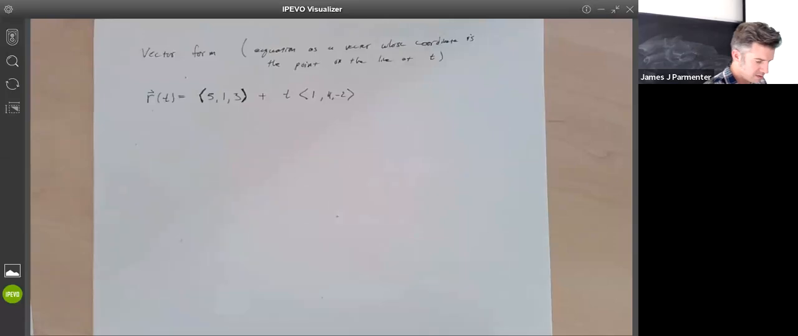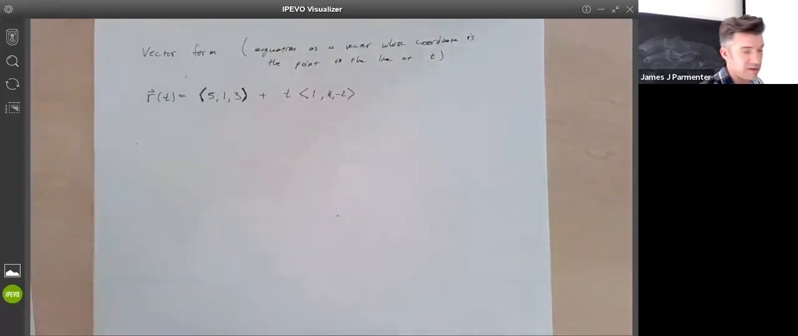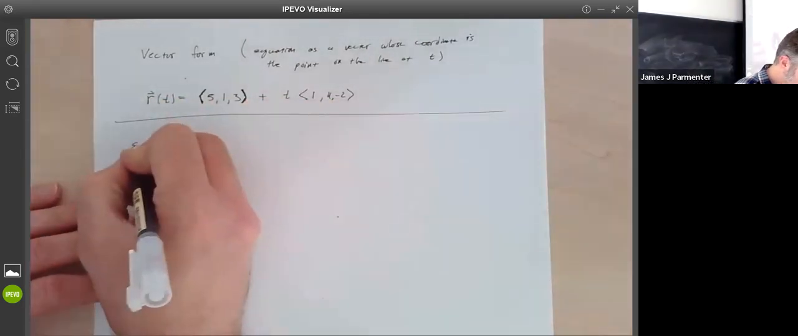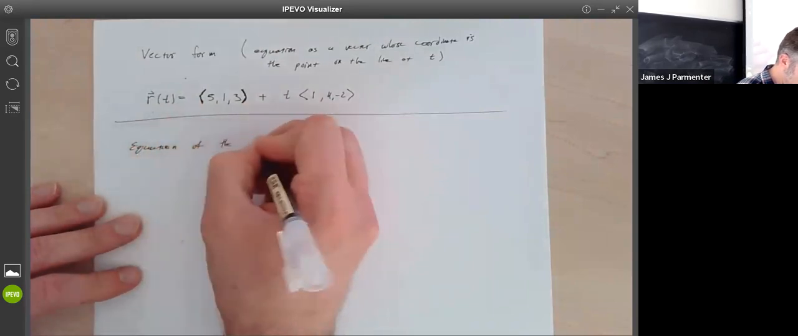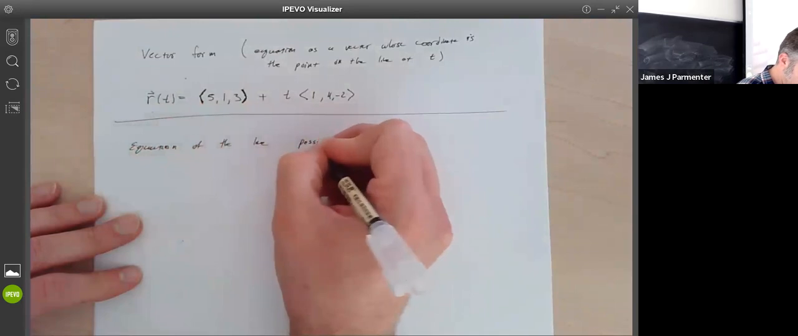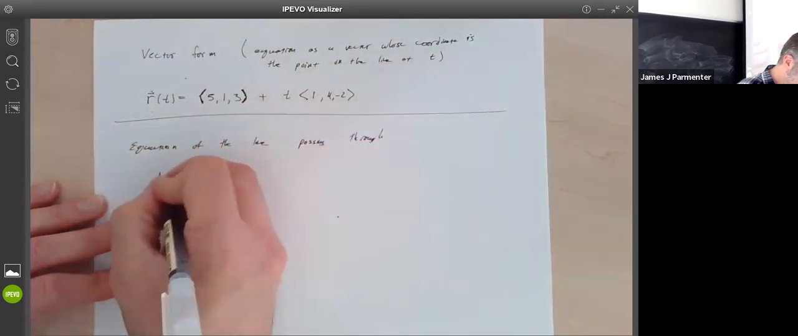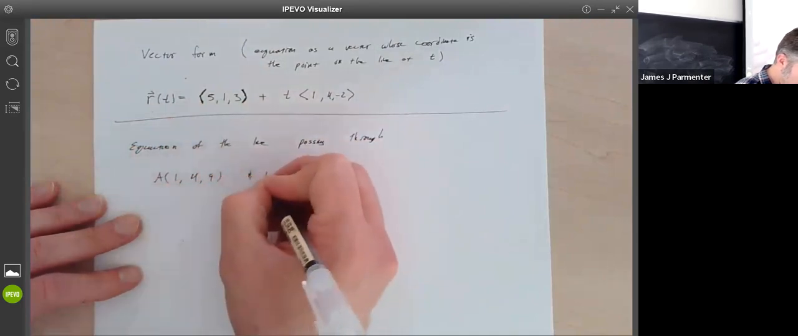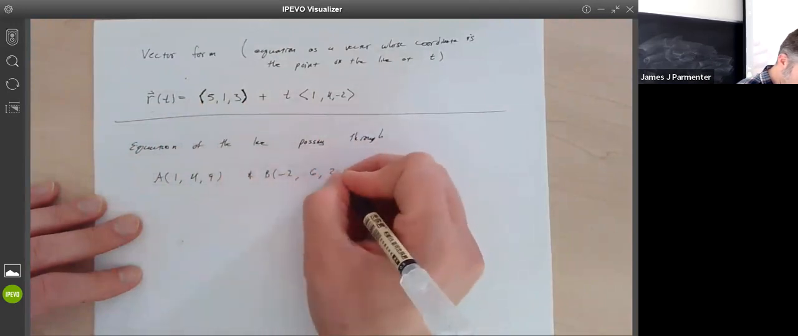So really, we can find the equation for any line. Give me any 2 points in 3 space. For example, what's the equation of the line passing through A being the point 1, 4, 9 and B being the point -2, 6, 20?